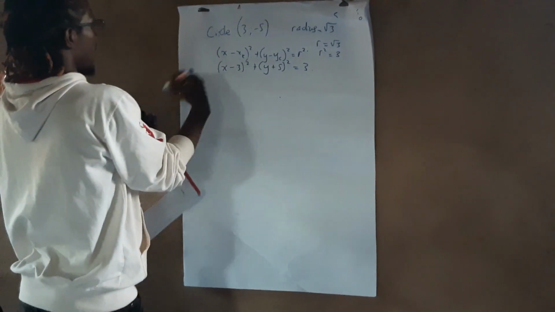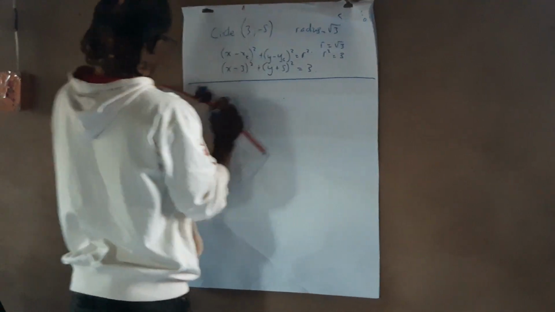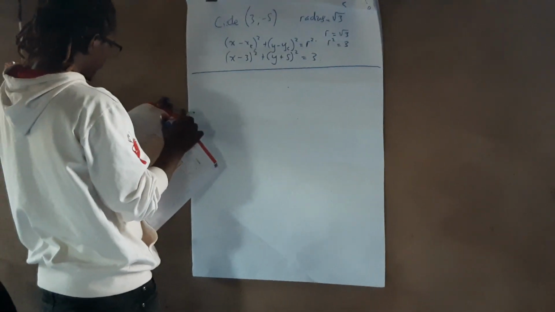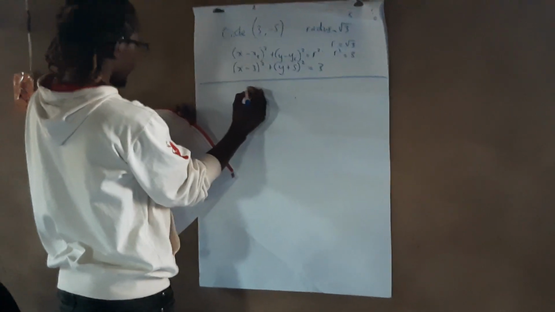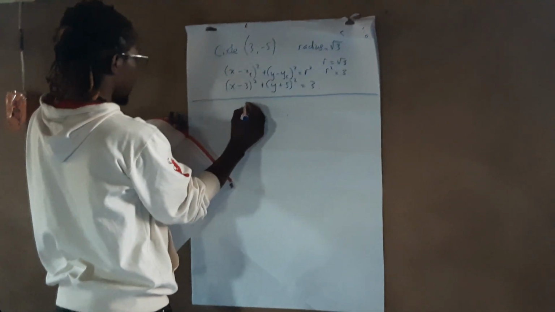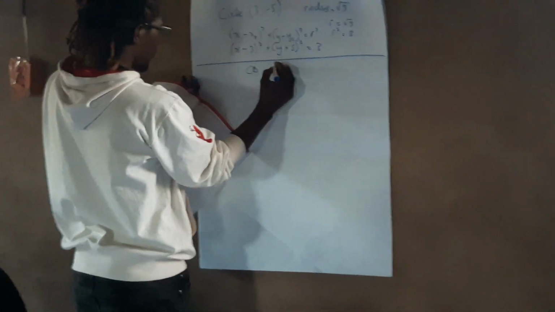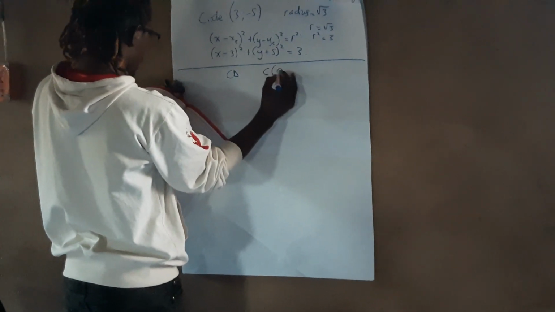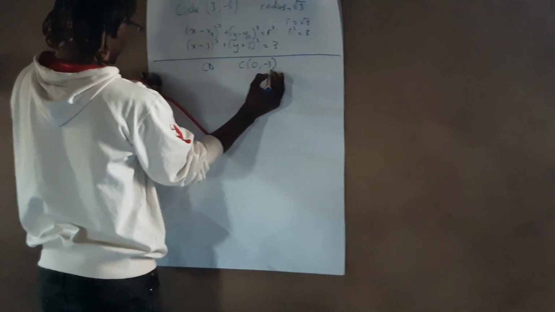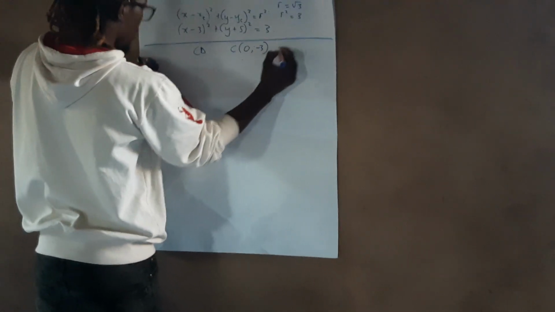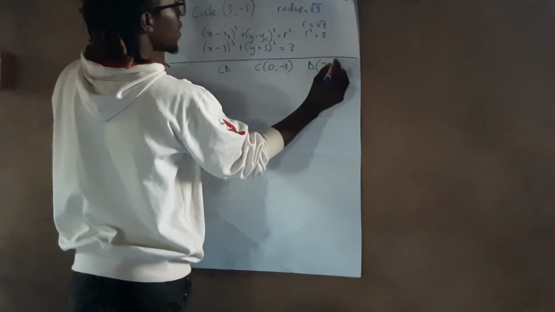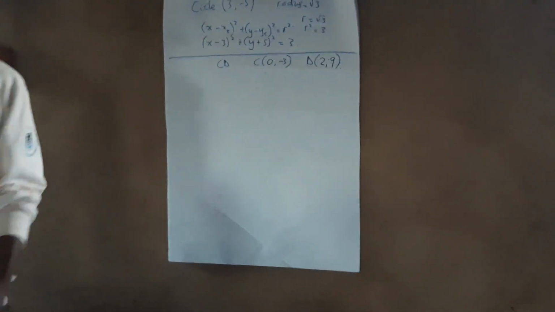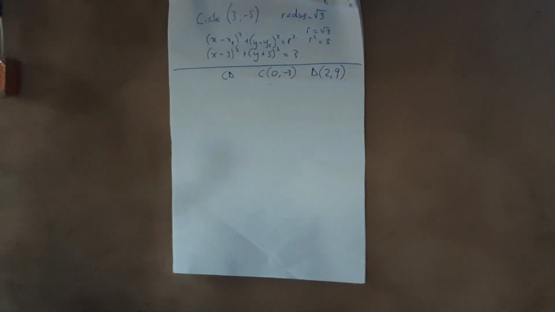Or we can have something like this. Now we are given the diameter of the circle, right? So our diameter, they said, CD is our diameter, which is having our C as 0 and negative 3, and our D as 2 and 9. So how do we deal with this one? This one is a bit tricky, right?